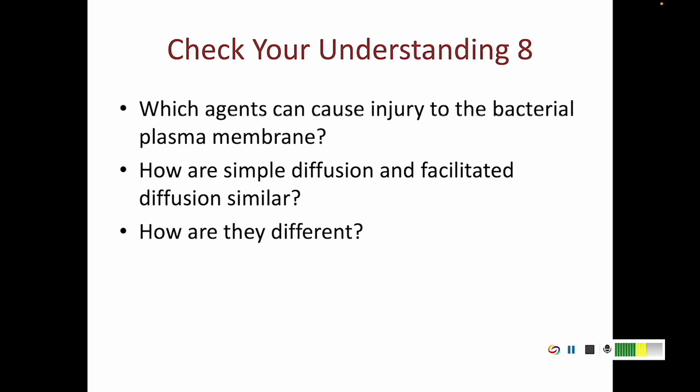So you can tell me what agents can cause injury to the bacterial plasma membrane. You can tell me how simple diffusion and facilitated diffusion are similar and how they are different. You can describe osmosis to me. You can tell me what will happen to a bacterial cell if it's in an isotonic solution, a hypertonic solution, or a hypotonic solution. You can tell me about active transport and group transport, and what happens in those.